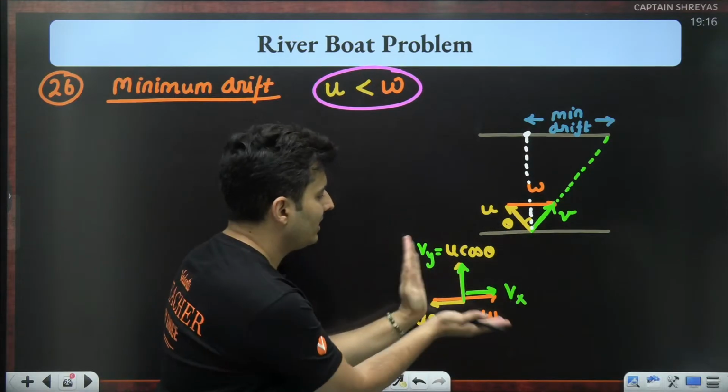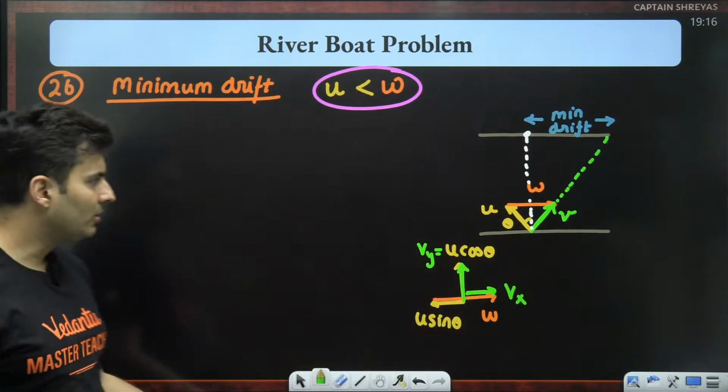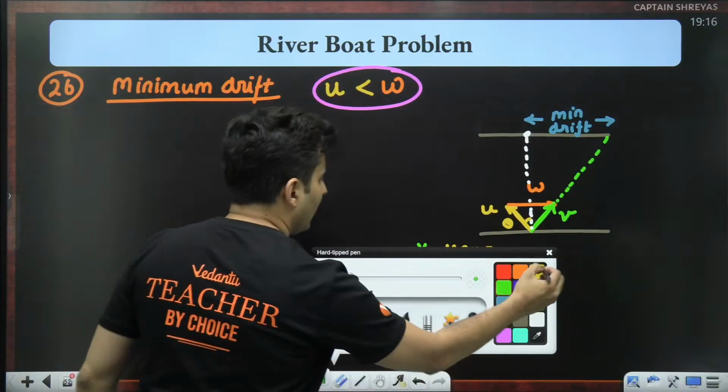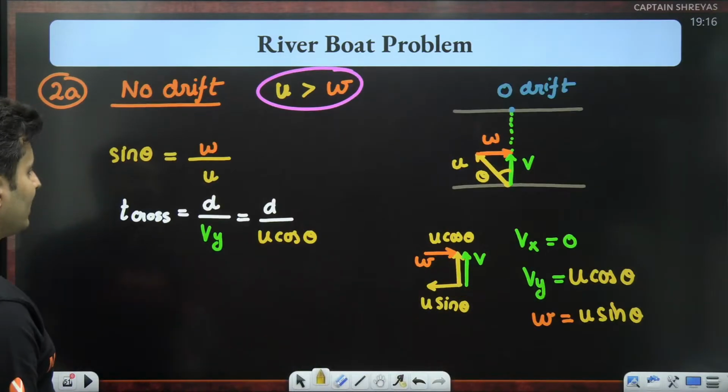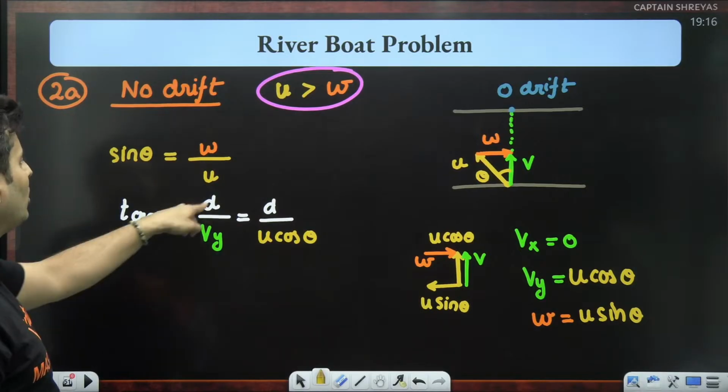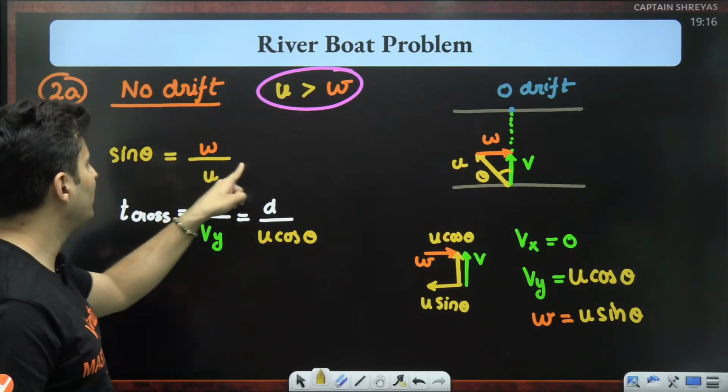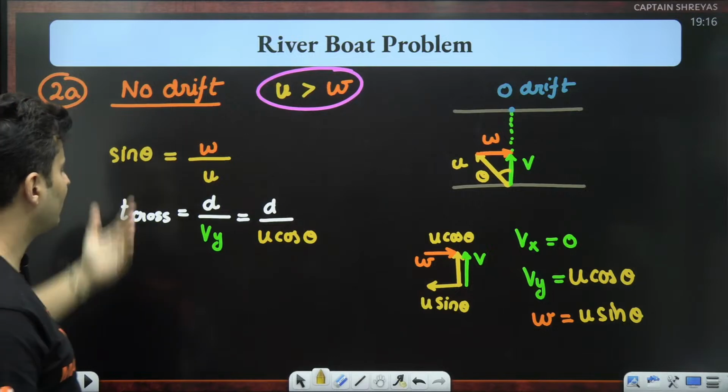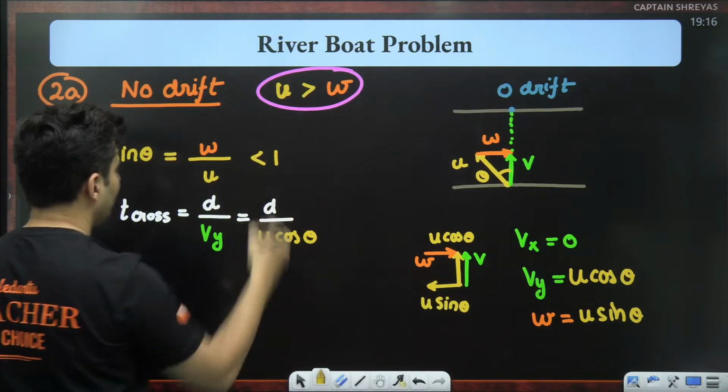Velocity will have two components, Vx and Vy. This is how it will look. Okay, so I'll tell you what is the angle for which the drift is minimum. See here, sine theta was W by U. W is small, U is big. Sine theta is anyways less than 1. Makes sense. Sine theta is always less than 1.